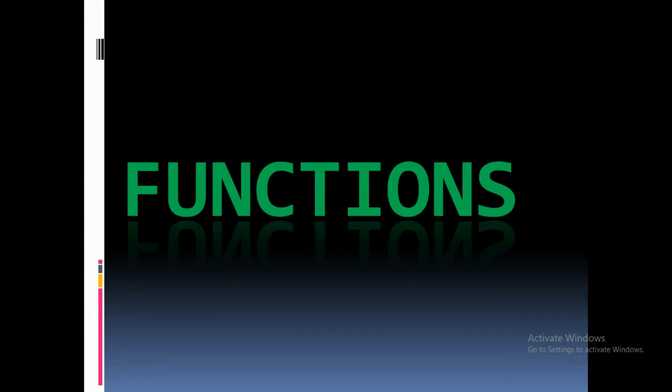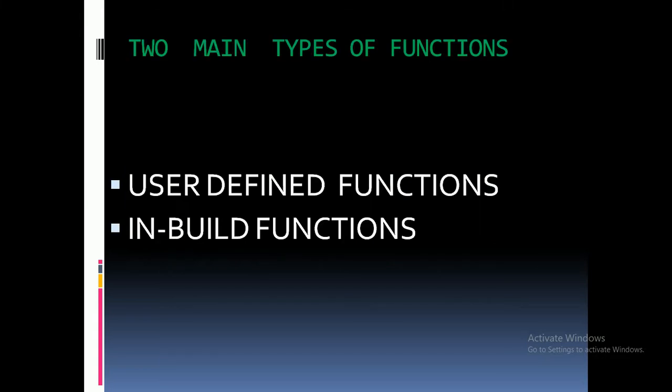In this video I want to give you a brief introduction on the concept of functions in C. The two main types of functions are user-defined functions and inbuilt functions. User-defined functions are the functions which you can define, meaning you can design your own functions in C programming. And the inbuilt functions are the functions which already exist.